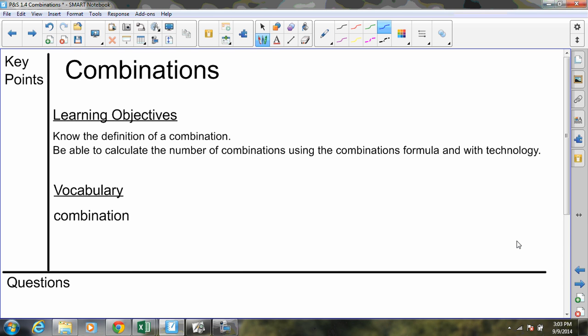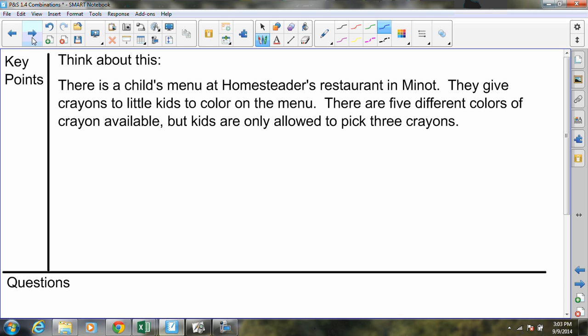Okay, so starting off, I'd like to consider this example. If you go up to Homesteader's Restaurant in Minot, they have a kiddie menu. And the kiddie menu actually has some pictures on it that little kids can use to color with crayons. When you go there, they actually do have 5 different color crayons that they'll give out to kids. But they don't give out all 5 crayons to every single kid. They only give out 3 crayons.